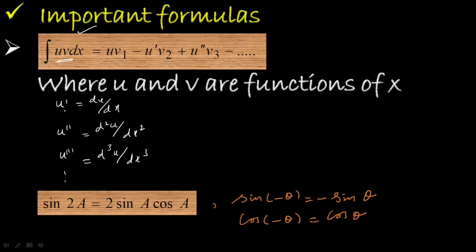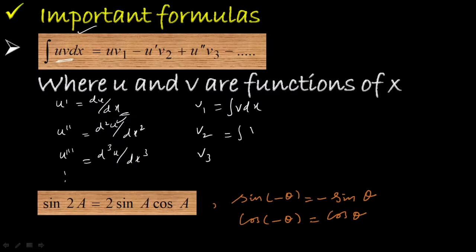Which means u dash means you have to differentiate u once with respect to x. U double dash means you have to differentiate u twice with respect to x, like that. So u dash, u double dash and u triple dash are successive derivatives of u, whereas v1, v2 and v3 are successive integrals of v. That means v1 is nothing but integral v dx, that is, you integrate v once with respect to x.